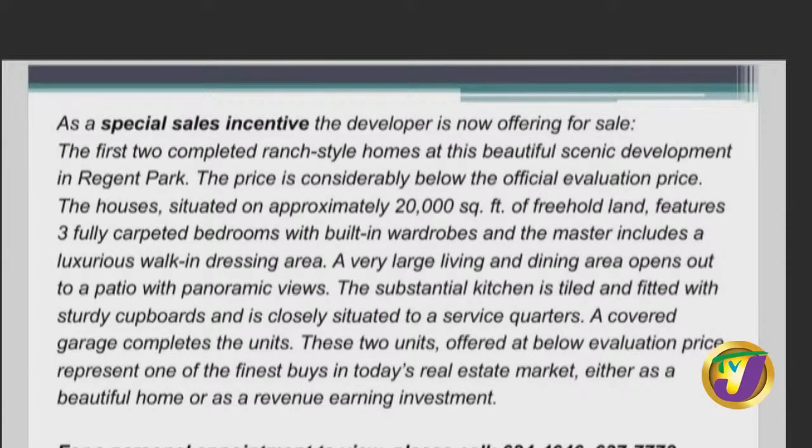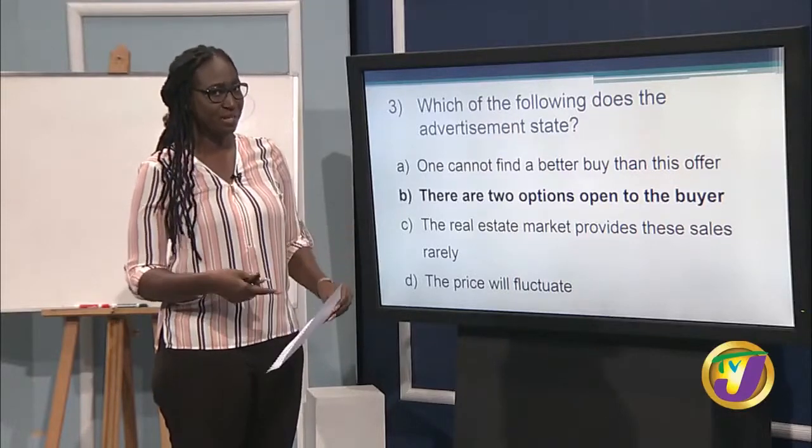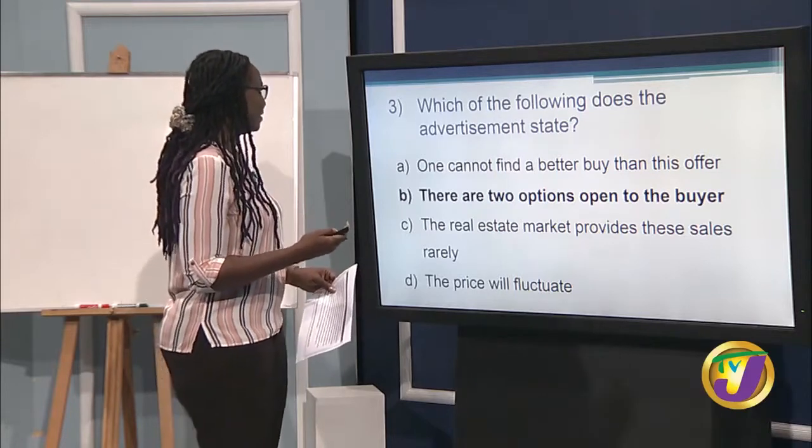All right. And your answer should be, there are two options open to the buyer. Because it tells you that there are two houses that they're offering up for sale at this special low price. Very good. All right, let's look at the next question.